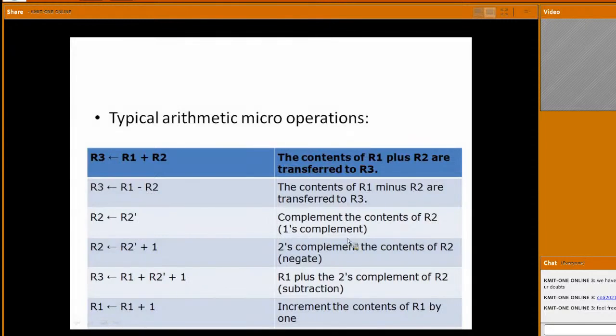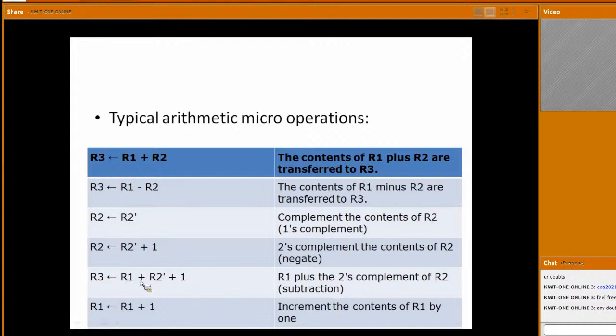Next, what does R2 ← R2 complement mean? It means complementing the content of the register R2, which is equivalent to the 1's complement. Complement is nothing but just changing the values. If it is 1, change it to 0. If it is 0, change it to 1. That is what complement means. Next, R2 complement plus 1 means adding a 1 to the 1's complement, which is equivalent to the 2's complement of R2.